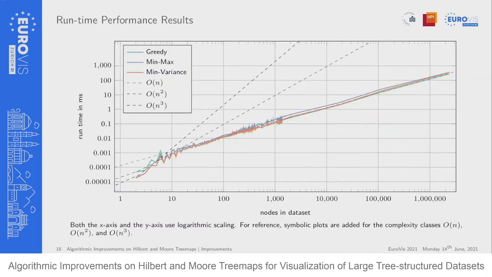With respect to the runtime, here we have a plot using all three implementations. Please note that both axes use a logarithmic mapping. Because of that, we added three symbolic plots that mark the major complexity classes with linear runtime, quadratic runtime, and cubic runtime. And we see that all three implementations are basically performing in linear runtime.